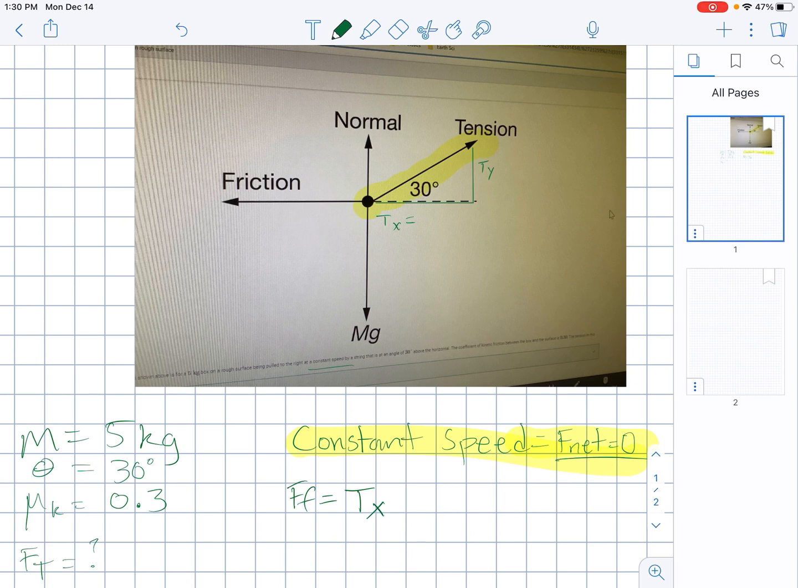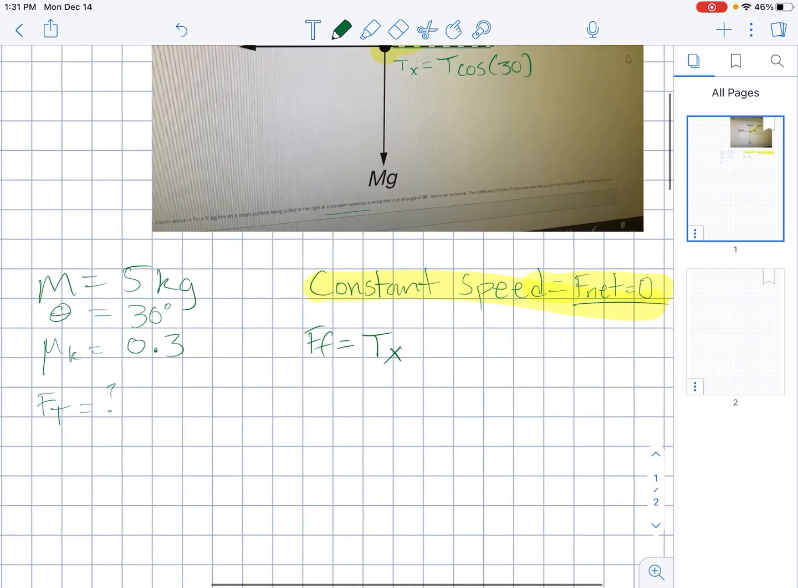If we want to solve for this, it would be our tensional force times cosine 30, because it's the adjacent side. In the y direction, same thing: it's our tensional force, but this side is the opposite side, so it's going to be sine 30. This means that our frictional force is going to be equal to T cosine 30.